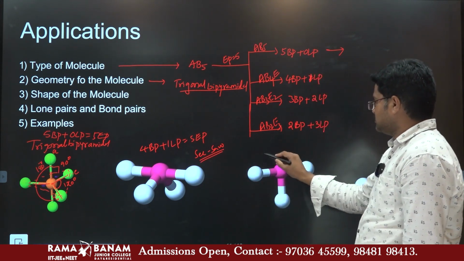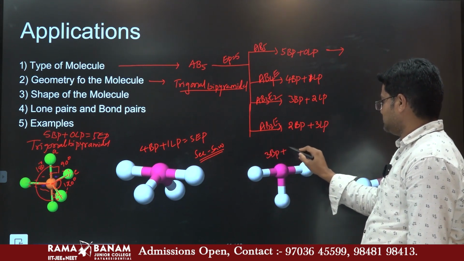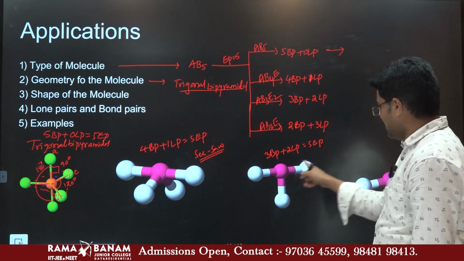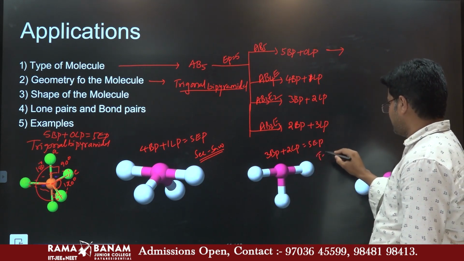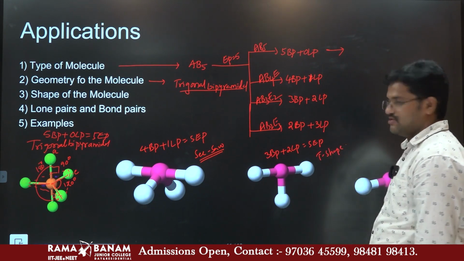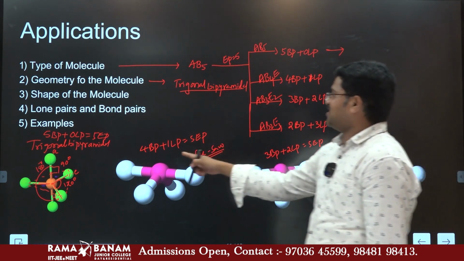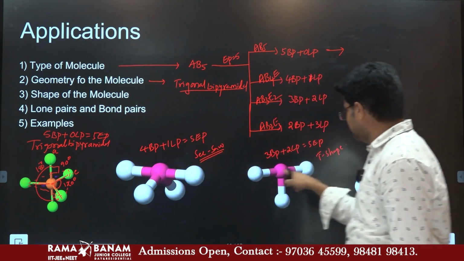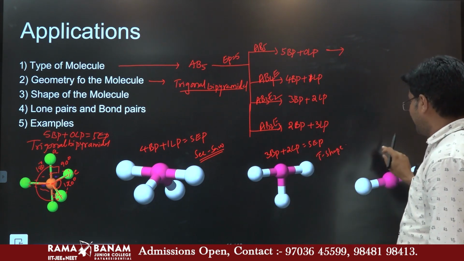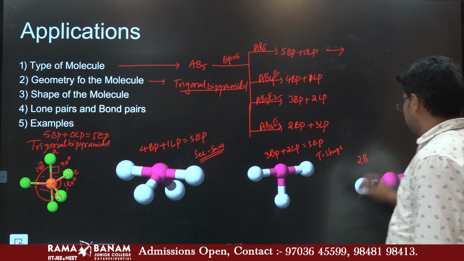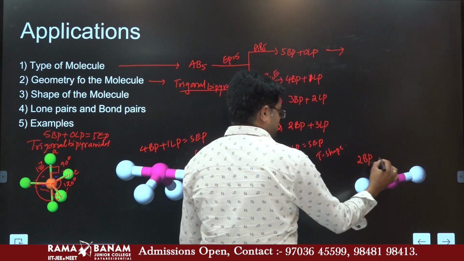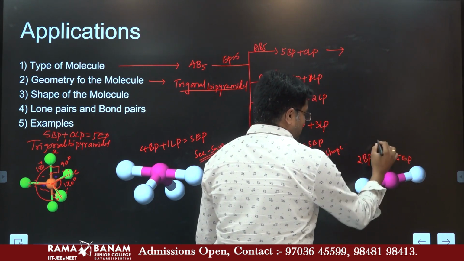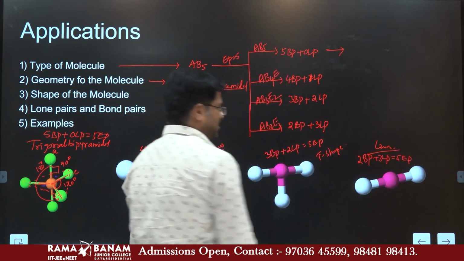Here 3 bond pairs plus 2 lone pairs, total 5 electron pairs. This geometry is T shape. Generally the expected geometry is trigonal bipyramidal, but the actual shape is seesaw or T shape. And finally, in this case 2 bond pairs plus 3 lone pairs, 5 electron pairs, the geometry is linear.